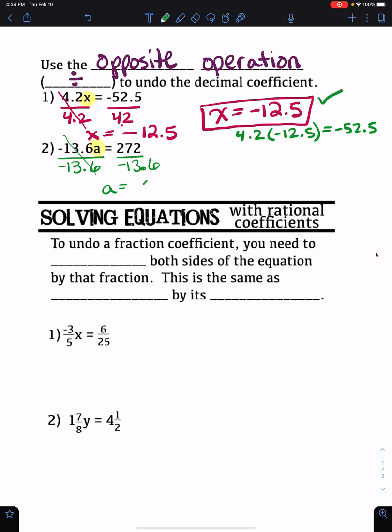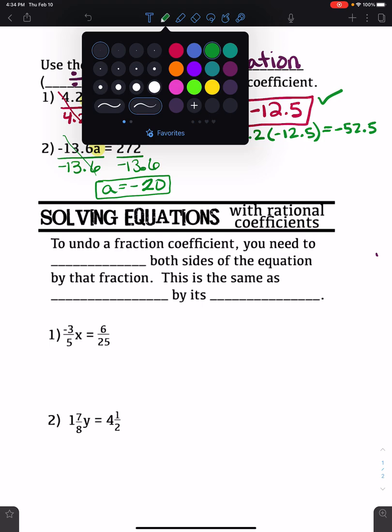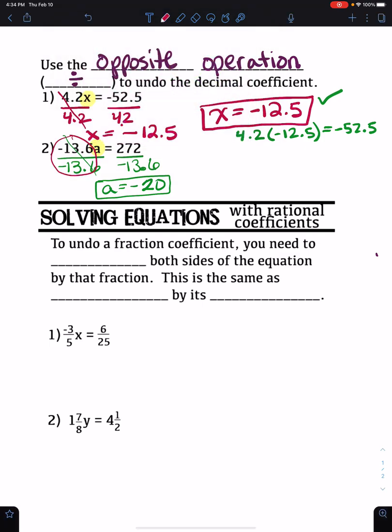Just double checking. It's negative 20, right, though, because I have a positive divided by a negative. Remember, if your coefficient is negative, you're dividing by a negative because we want this to be a 1. And in order for it to be a 1, you have to divide by the exact same number.